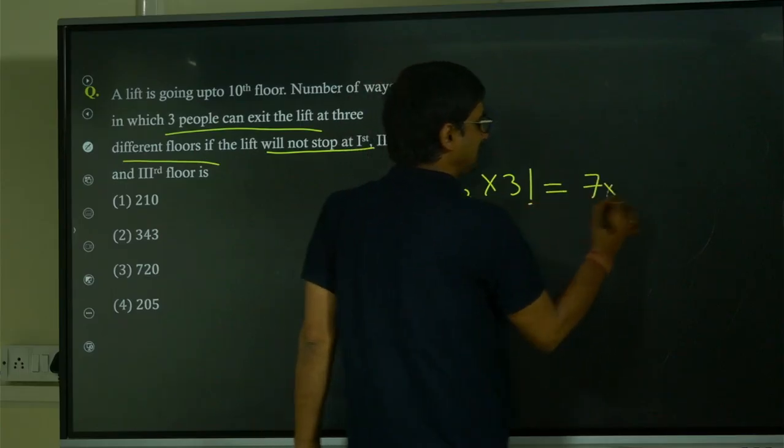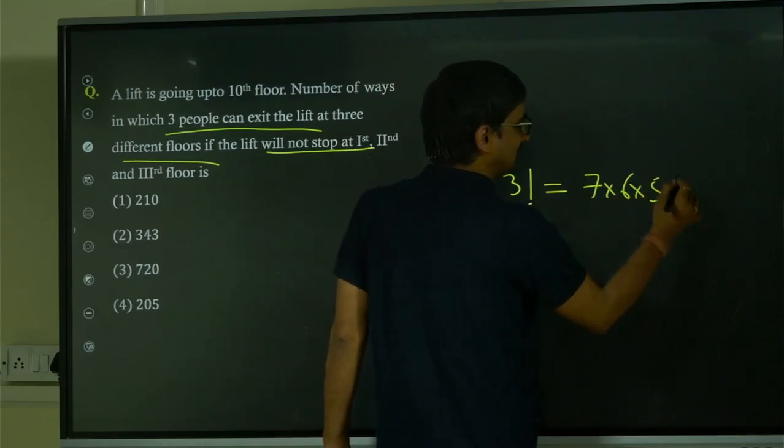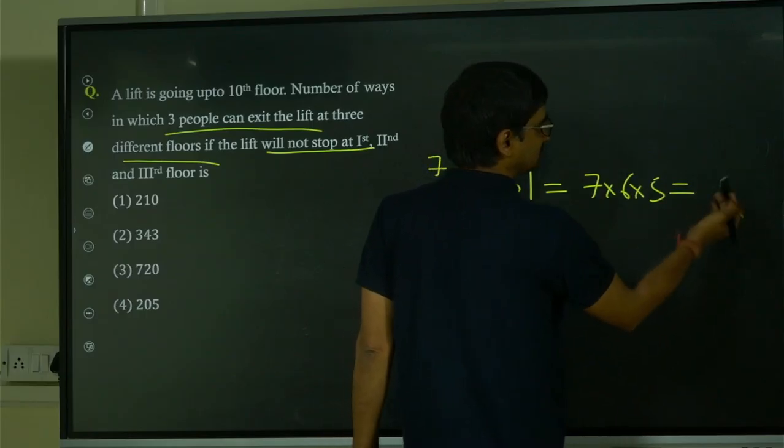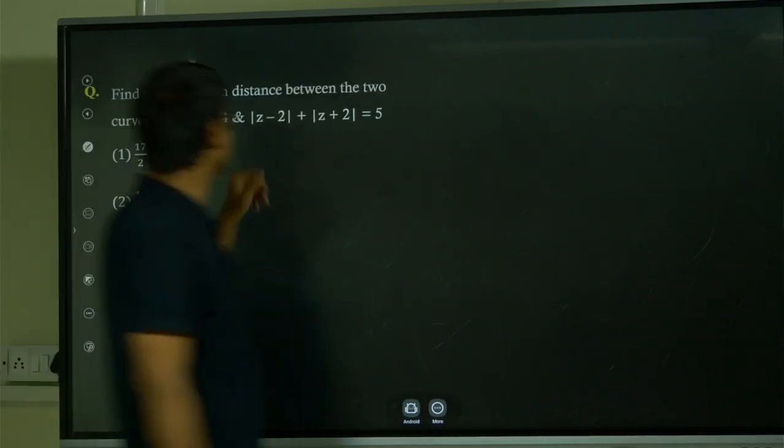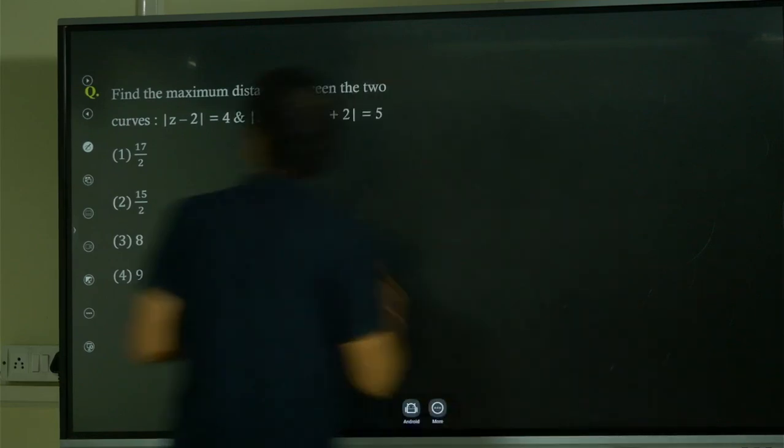So the answer is 7 into 6 into 5 by 3 factorial into 3 factorial, 42, 210. That should be the answer here, bacho. I think that was again a simple question. The maximum distance between the two curves.